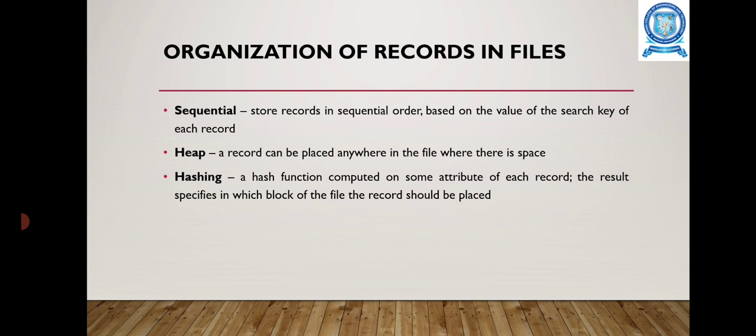Next one is the heap. Heap means a record can be placed anywhere in the file where there is space. Then next one is the hashing. Here a hash function is computed on some attribute of each record. The result specifies in which block of the file the record should be placed.